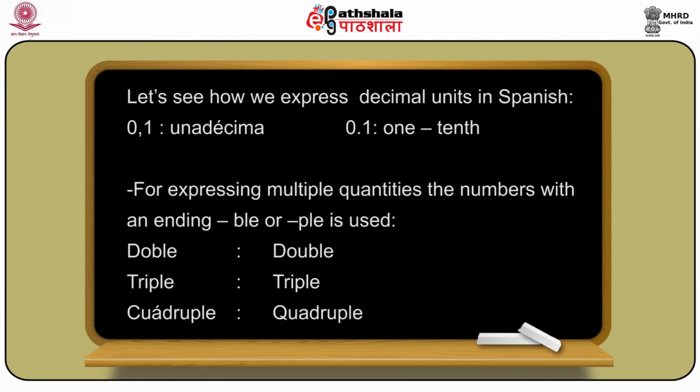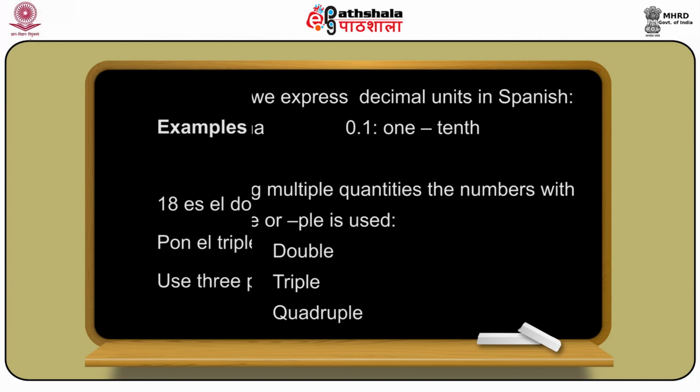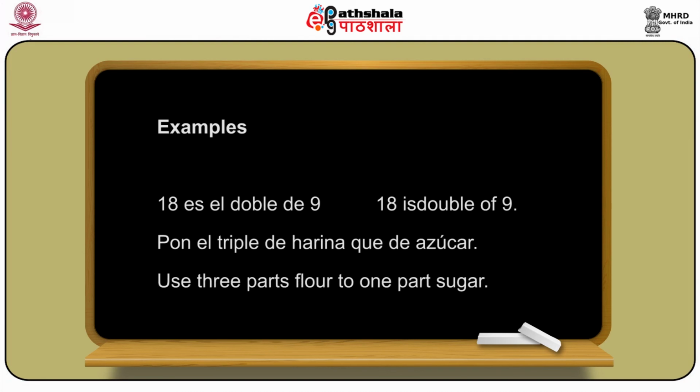Now let's see how we express multiple quantities of the numbers with an ending ble or ple in English. For example, in English we say double or triple or quadruple. So this is said as doble is double, triple is triple, and cuádruple is quadruple. For example, if we want to say 18 is double of 9, we can say 18 es el doble de 9. If you want to say use 3 parts flour to 1 part sugar, the same can be said as pon el triple de harina que de azúcar. So 3 parts is el triple.